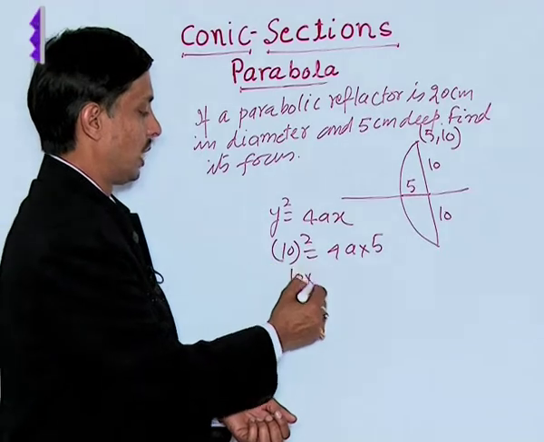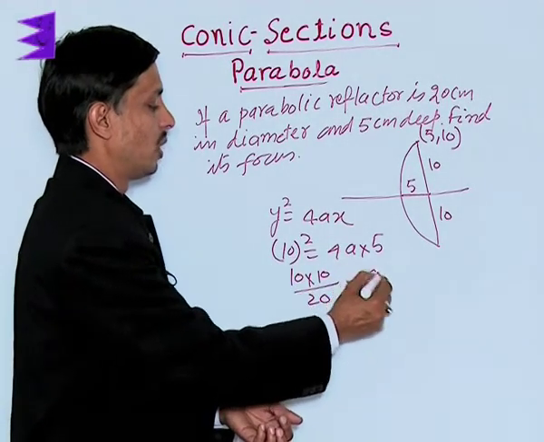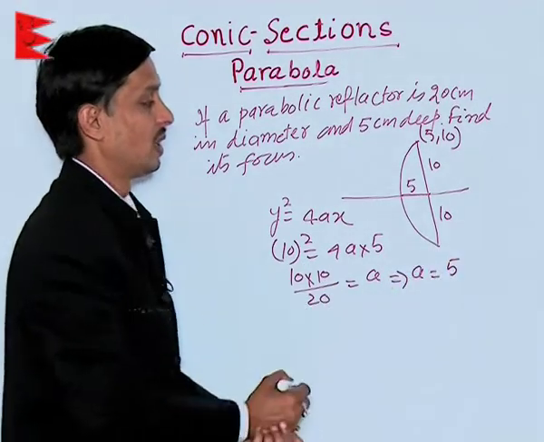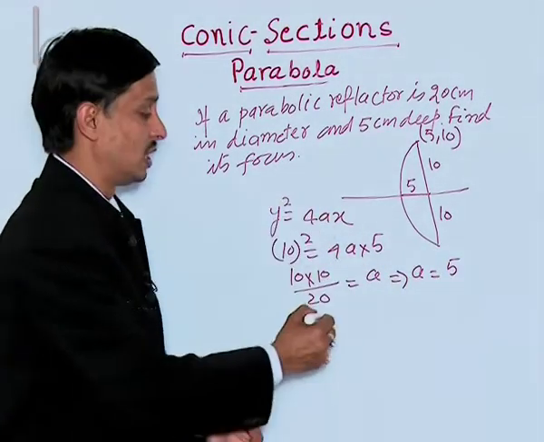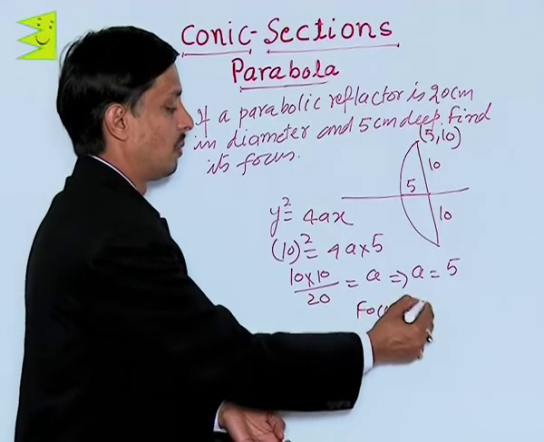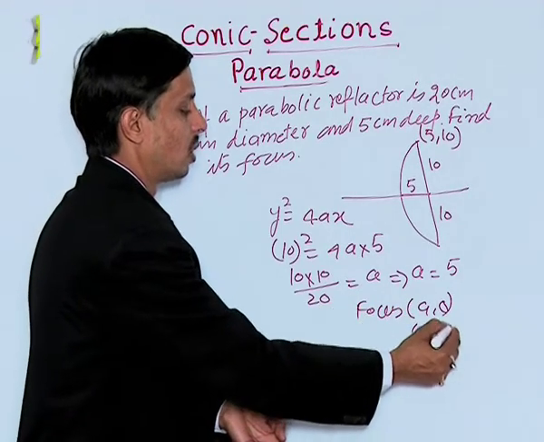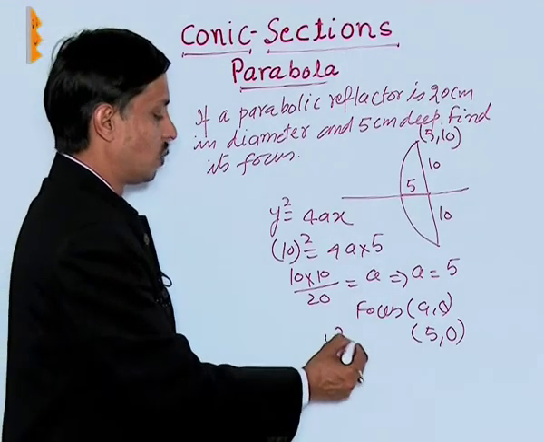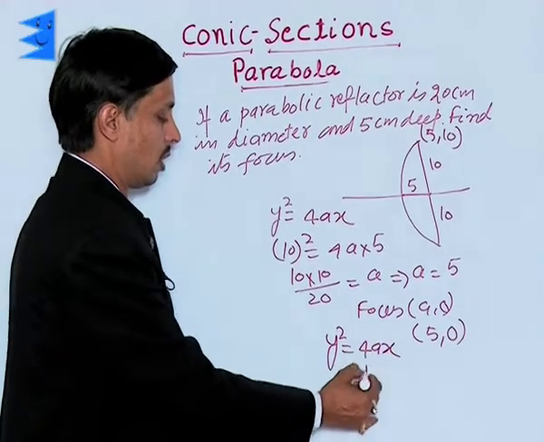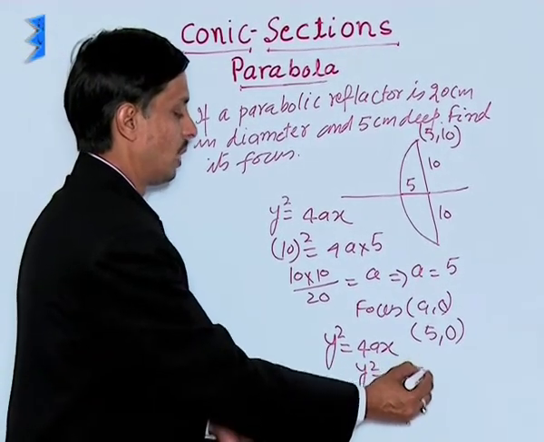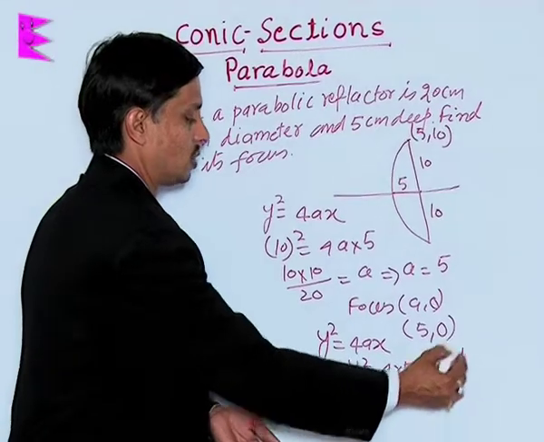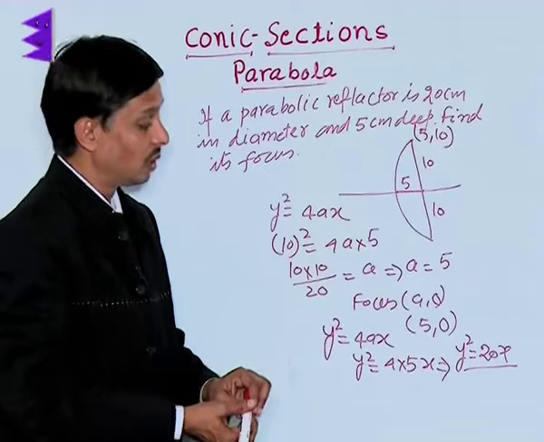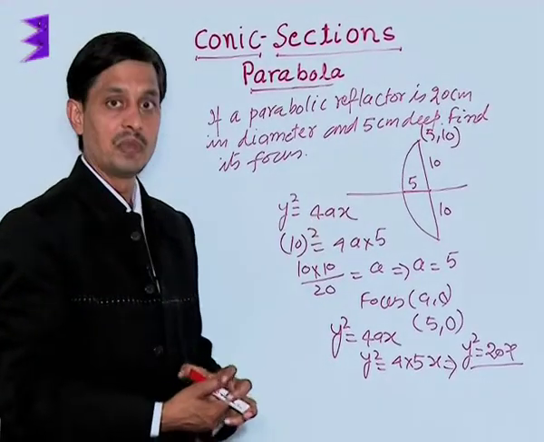So in place of y, we can state 10 square is equal to 4a times 5. So this is 10 into 10 upon 20 is equal to a. So this implies a is 5. The answer of a is 5, and in this situation focus is given by a, 0. Hence the coordinates of the focus become 5, 0. And if need be, you can say the equation will be y square equals 4ax, or y square equals 4 into 5 into x, that is y square equals 20x, which will be the equation of the parabolic reflector in the given condition.